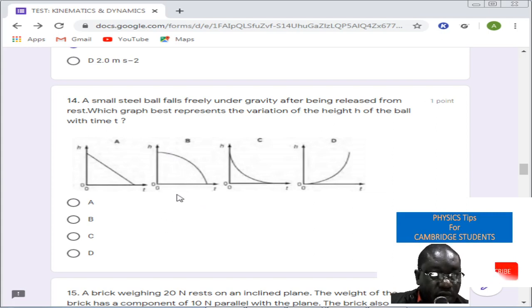Like I said, we are using s is equal to half gt squared. So the variation between s and t is quadratic, so it cannot be A in this case. Number 15, so this should be B.